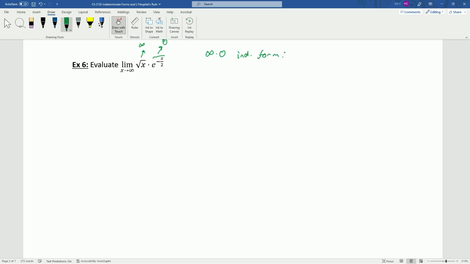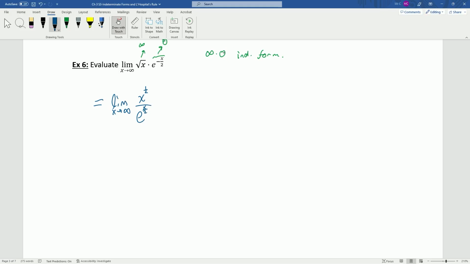So now we have to rewrite this before we can apply L'Hopital's rule. And in this case, how to rewrite it is kind of obvious because I have this negative exponent for the exponential. So I'll just put the square root of x up top and rewrite it as a power with e to the x over 2 on the bottom.